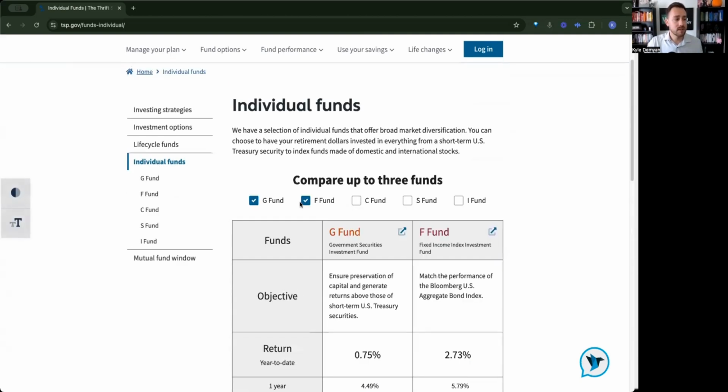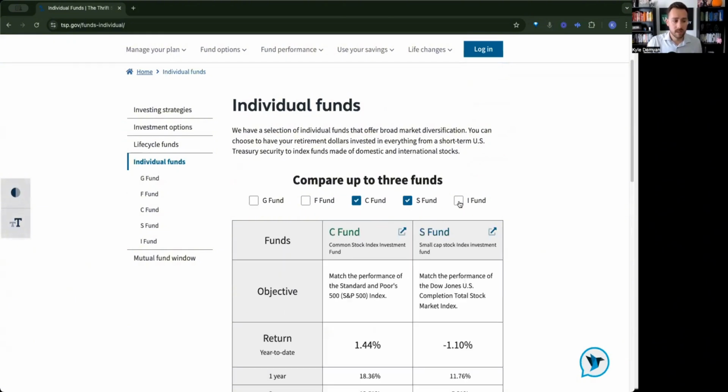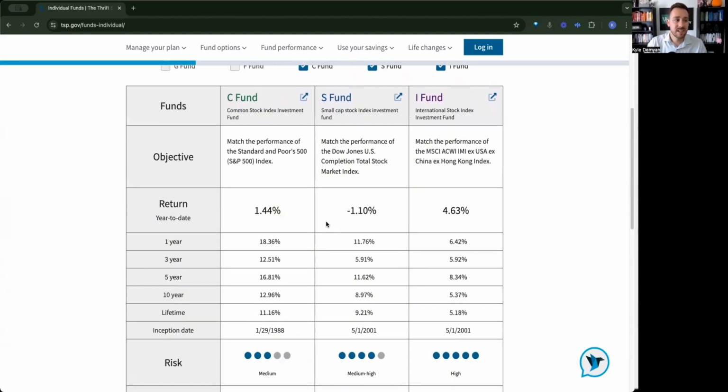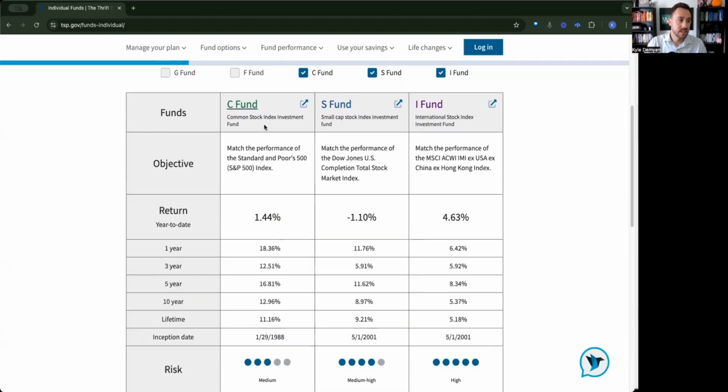Right now, what about the funds where you can be more aggressive, or you want to be more aggressive, and you want to take some opportunities in the stock market? That's what the C, S, and I funds are for. The C fund is the Common Stock Index Fund, which matches the performance of the S&P 500, or the top 503. There are actually 503 companies inside of the S&P 500. The S fund is a small cap stock index investment fund, so it more so manages and mirrors the Dow Jones. And then lastly, the I fund, which is the International Stock Index, and this matches the China Hong Kong Index.